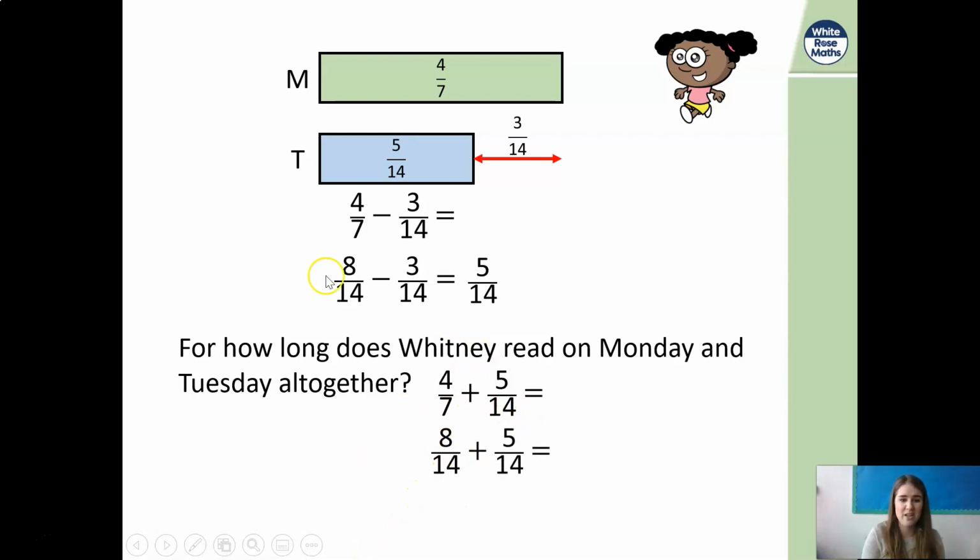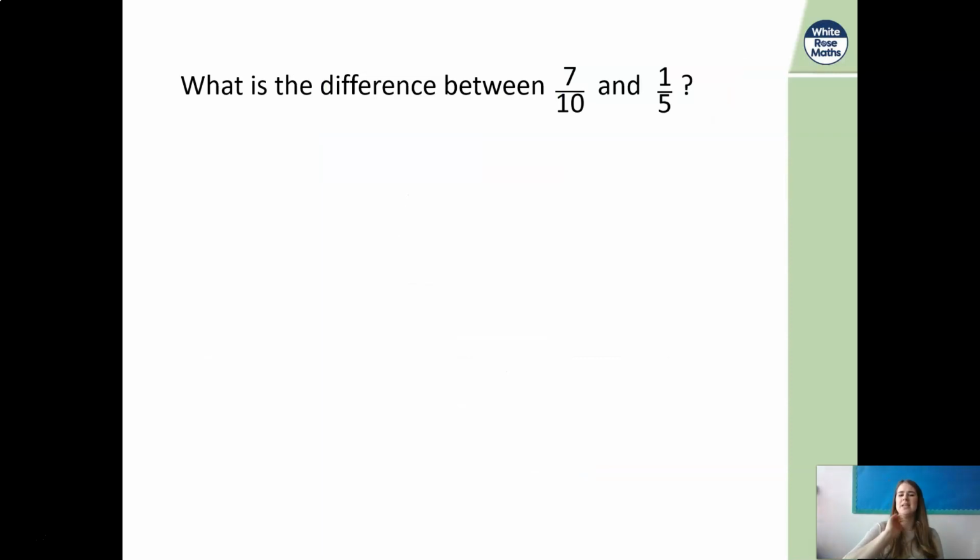We know that was 8/14 already from the previous one, and now we're just going to add on the 5. That's going to give us 13/14. So my answer is that she reads 13/14 of an hour altogether. Okay, so we need to make sure we have the 'of an hour' on the end. So let's think about what the difference is between fractions.